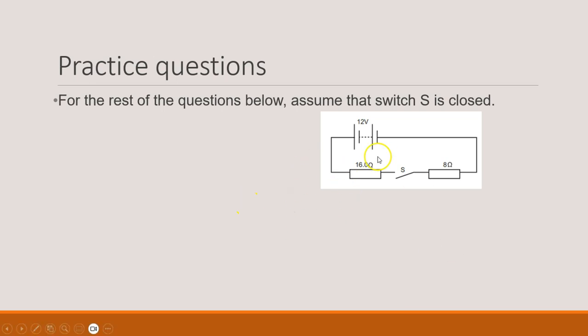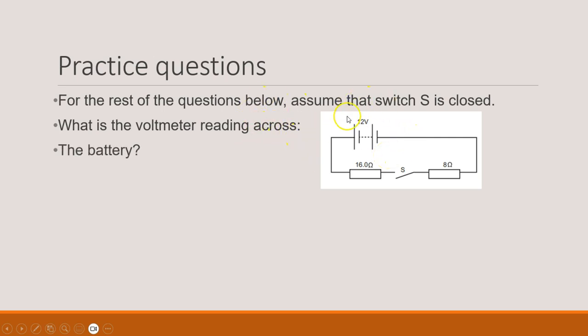For the rest of the questions, we are going to assume that the switch is closed. What is the voltmeter reading across the battery? Well, open or closed, the voltmeter reading is going to be 12 volts. Remember, we did learn that there's something known as terminal potential difference, which means that the voltage of a cell that is connected in a closed circuit is a little bit lower than its total voltage because some energy is needed to drive the charge out of the battery or out of the cell. But we're going to ignore this effect.